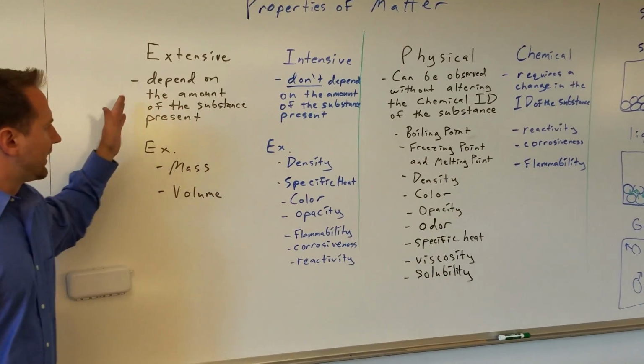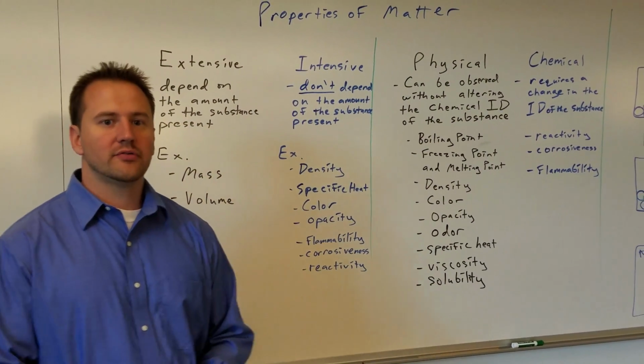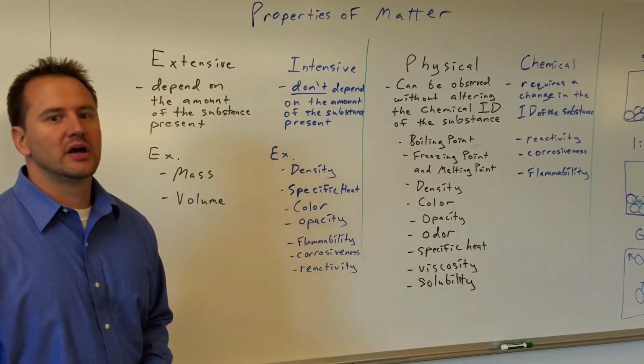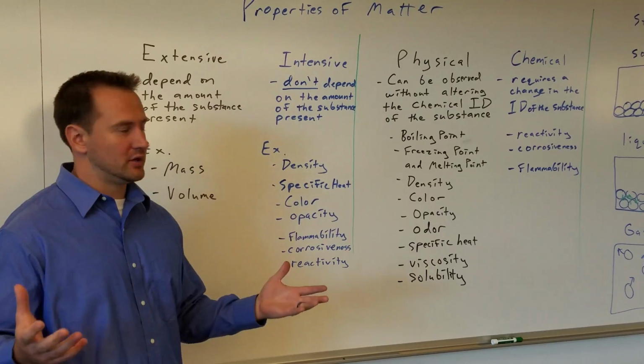So extensive properties would include things like mass and volume, because the mass of a material you have is going to depend on how much you have, as well as the volume, because that's how much space it takes up. That depends on how much you have.